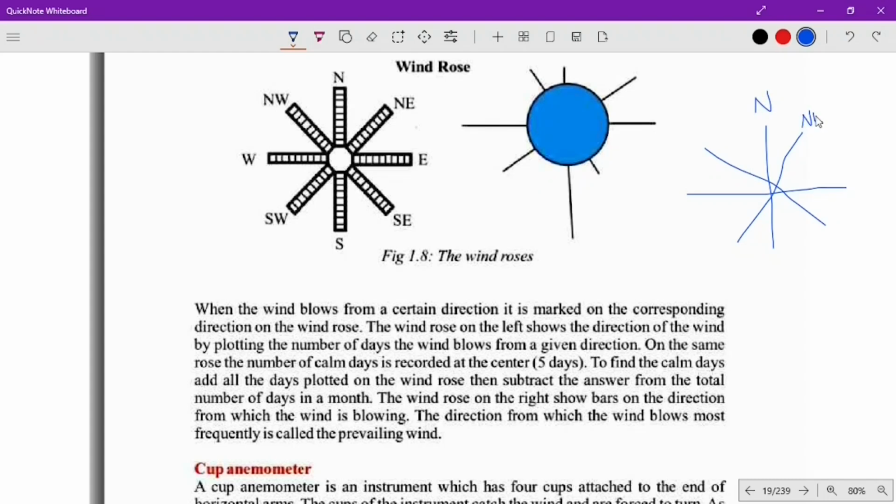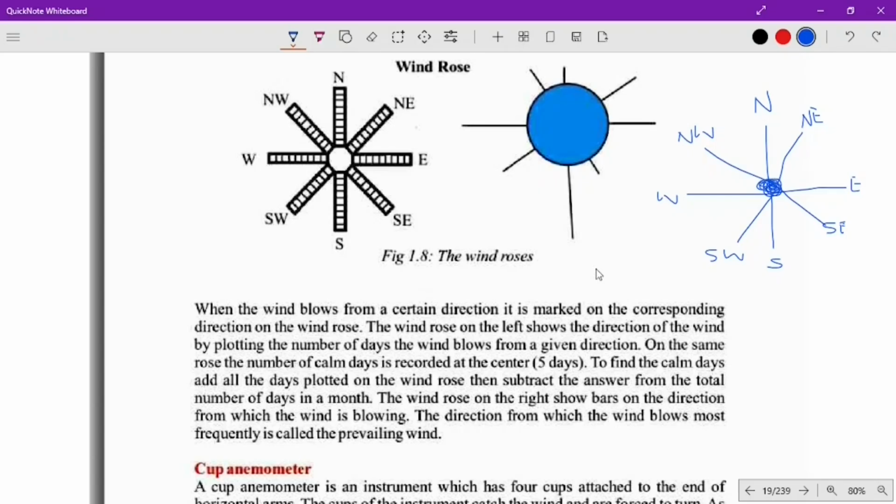Northeast. We have our east, southeast. This is east, not... Okay, I've made a mistake here. This is our east. This is south. This is southwest. This is west. This is northwest. Okay, so we start off our wind rose like this. As you can see, there is nothing.